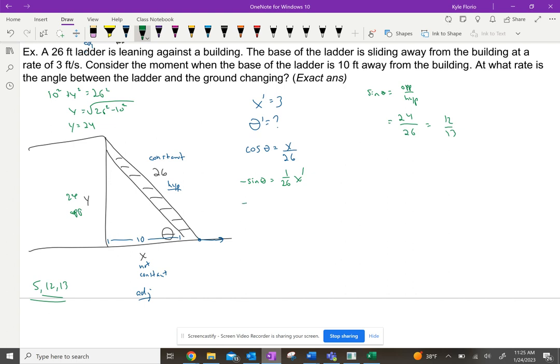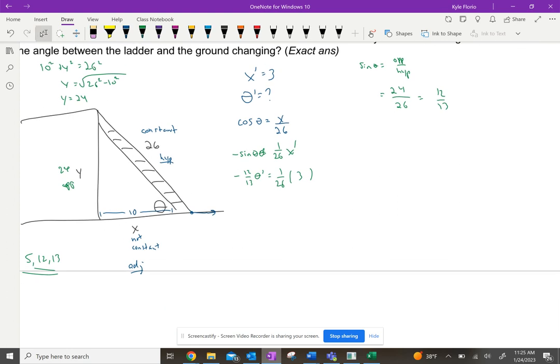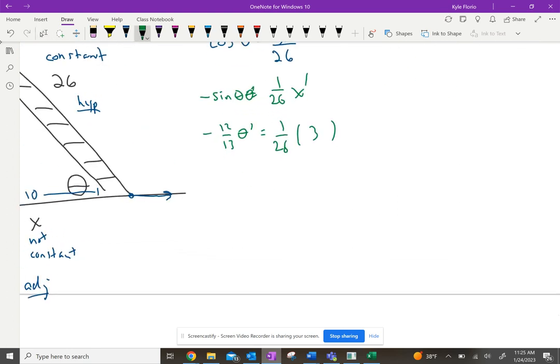Okay, so now I'm going to plug that in. So we have negative sine theta, and sine theta is 12 over 13. Oh, I forgot the times theta prime. So times theta prime equals 1 over 26 times x prime, which we know is 3. So we're getting there. What I would do here is multiply both sides by negative 13 over 12. So the 13s cancel, the 12s cancel, the double negatives cancel. On this side, 3 over 12 is just 1 over 4.